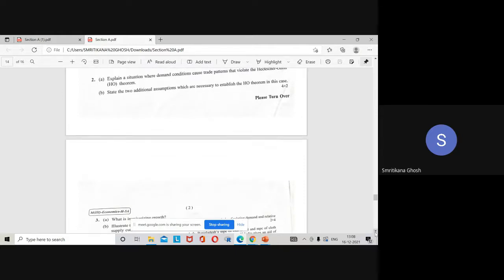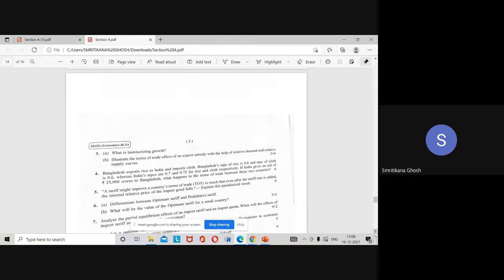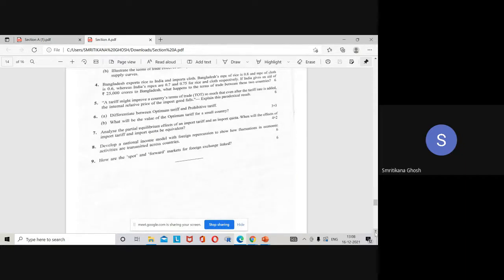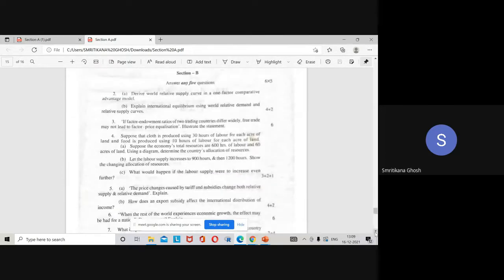Yes, obviously the first assumption is there will be no demand bias. And the second assumption is, what was the assumption? The homothetic production. Okay. Immiserizing growth done. Bangladesh exports rice to India and imports clothes. Bangladesh MPC. No, this is not our concern. Okay, next question.